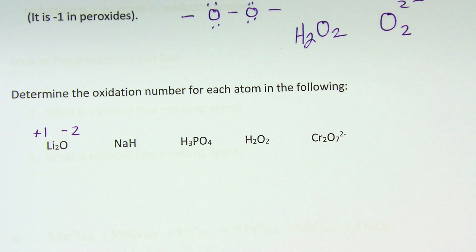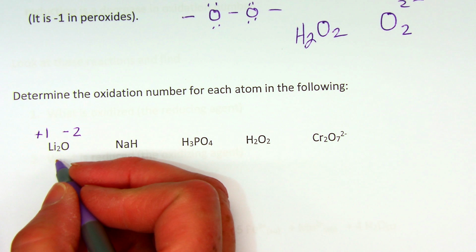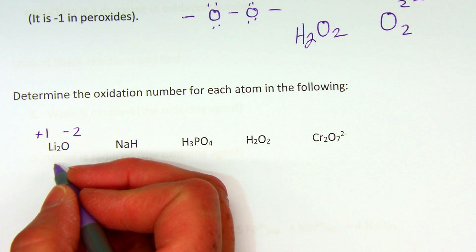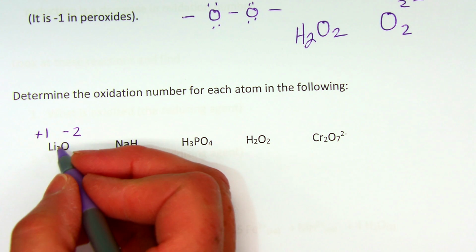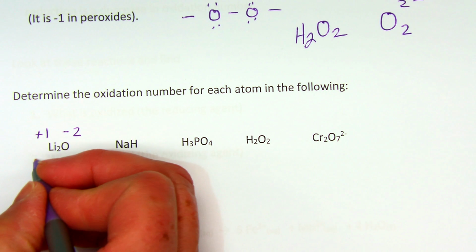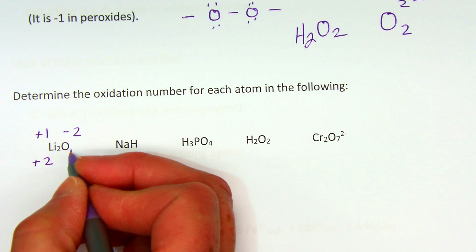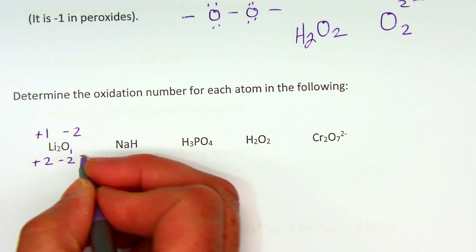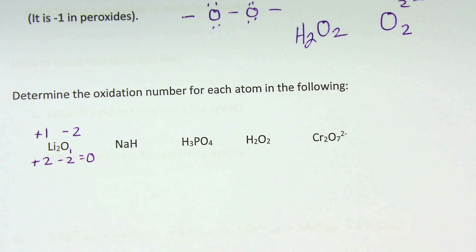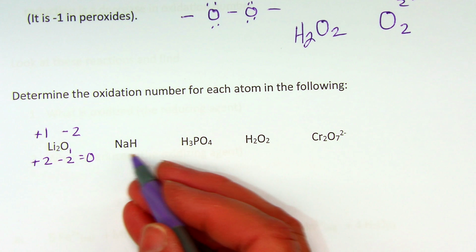Now we have to check this. So we make sure that we followed the rule that it adds up to the charge on the species. 2 times a +1 is a +2. 1 times a -2 is a -2. And indeed, it adds to 0, which is the charge on lithium oxide. It's a neutral compound.